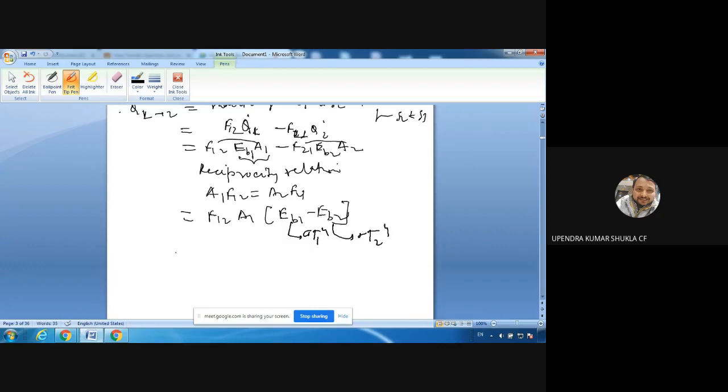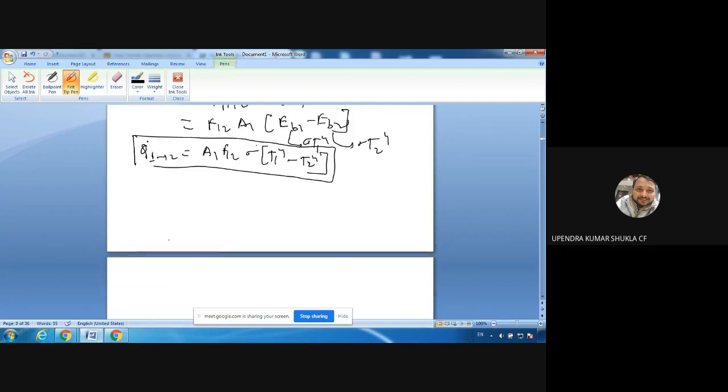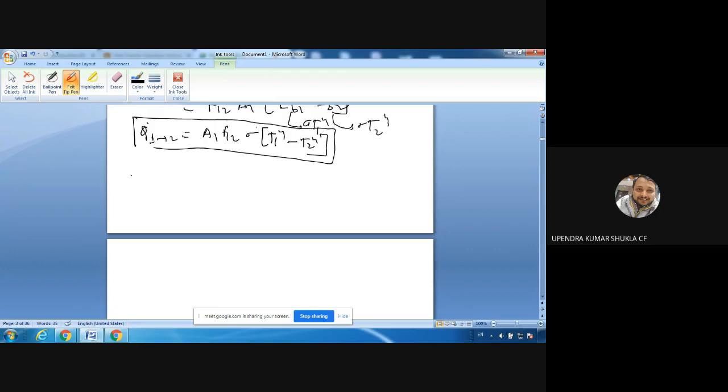Now, further you can write net radiation from 1 to 2 is equal to A1 F12 sigma (T1 to the power 4 minus T2 to the power 4). So this is the expression that you will find for radiative heat exchange between the black surfaces. Now I will talk about radiative heat exchange between the gray and diffuse surfaces.